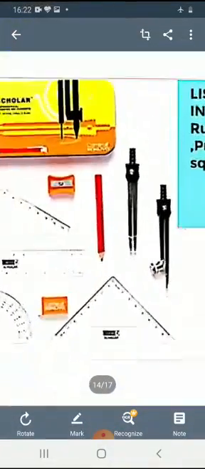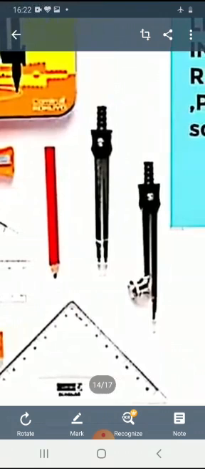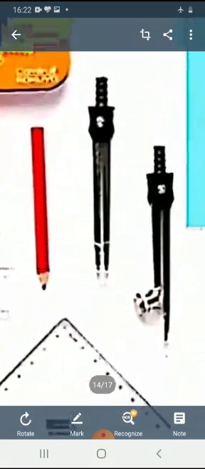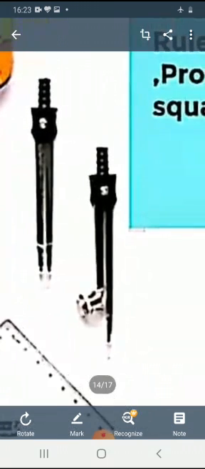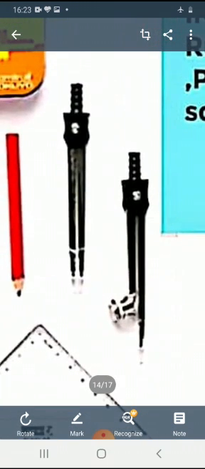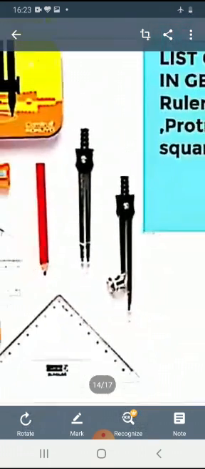Now for the compass, we'll have a pencil holder inside it. We'll make the screw loose, insert the pencil inside, and tighten the screw. Then we'll draw a circle using this compass. Now onwards, we'll draw the circle using a compass. Then we'll get a center point and radius exactly.